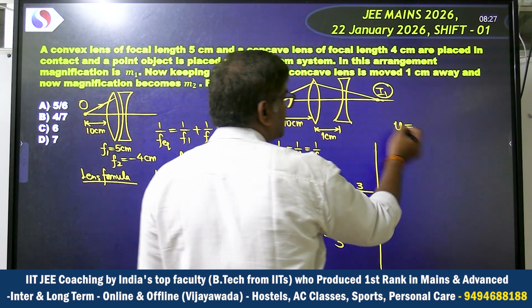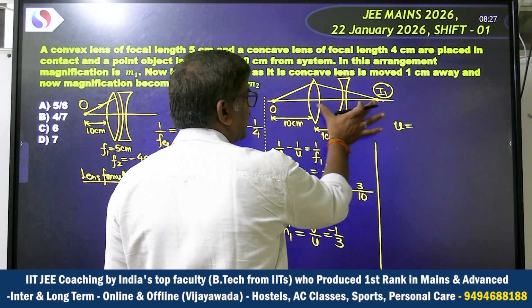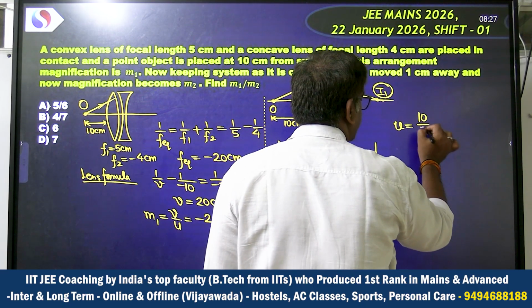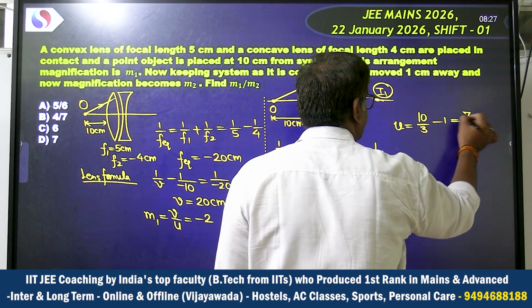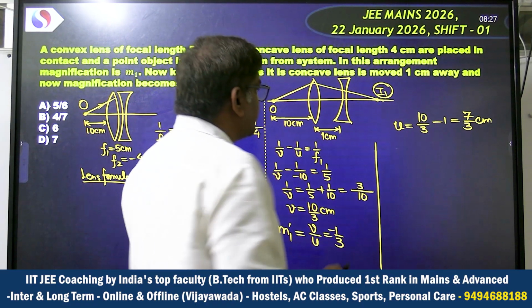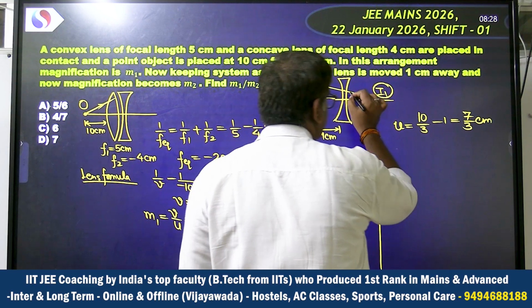So for the object distance, what I have to do? I have to subtract V minus 1. That means it is going to be 10 by 3 minus 1, which is going to be 7 by 3 centimeter.